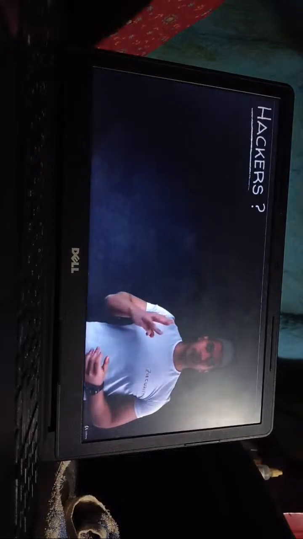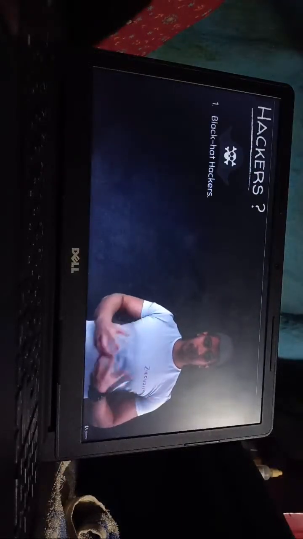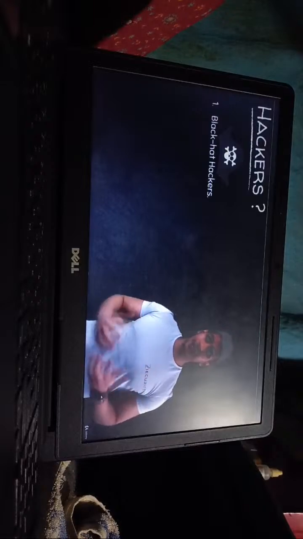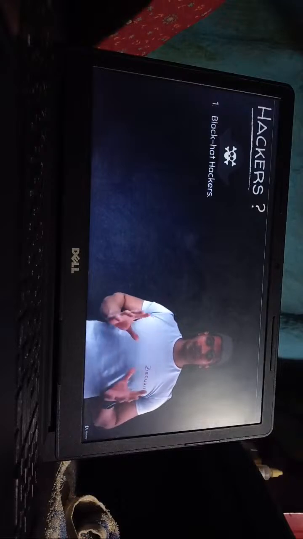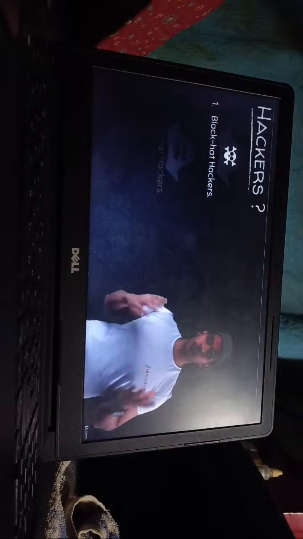Now, there are 3 main types of hackers. We have the black hat hackers. These are the bad people that hack systems illegally in order to steal money or to achieve their own illegal goals.